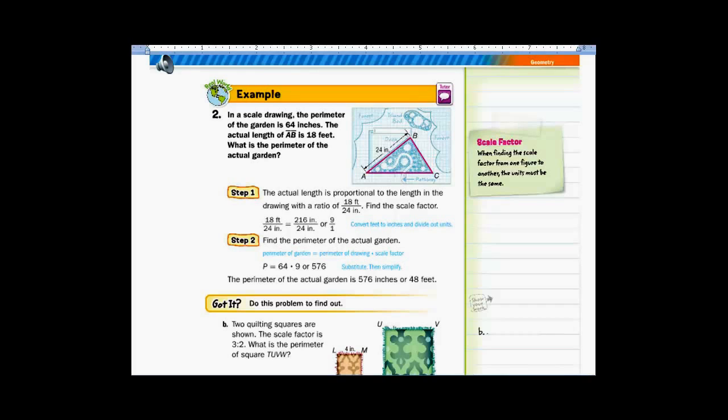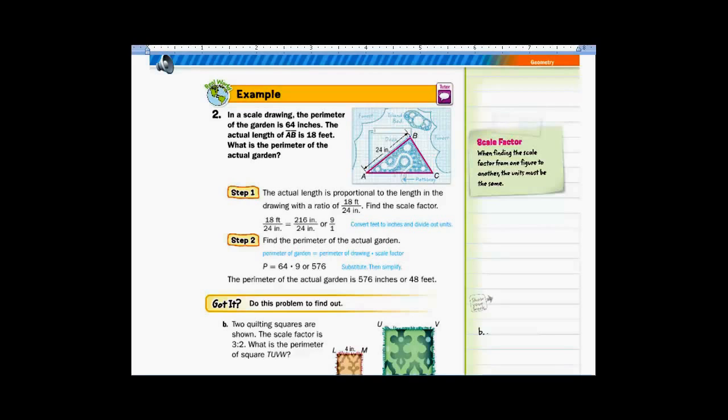All right, let's look at the next example. In the scale drawing, the perimeter of the garden is 64 inches. So in the model, perimeter is 64. The actual length is 18. You know that the scale is 24 inches. So what kind of things are similar? What are the corresponding parts?